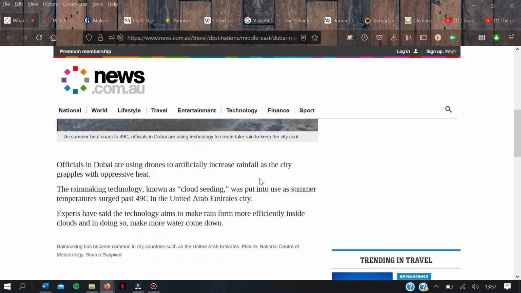Now, the way Dubai are using it is officials in Dubai using drones to artificially increase rainfall as the city grapples with oppressive heat. The rainmaking technology, known as cloud seeding, was put into use as summer temperatures surged past 49 degrees Celsius in the United Arab Emirates city. Experts have said the technology aims to make rainfall more efficiently inside clouds, and in doing so, make more water come down.